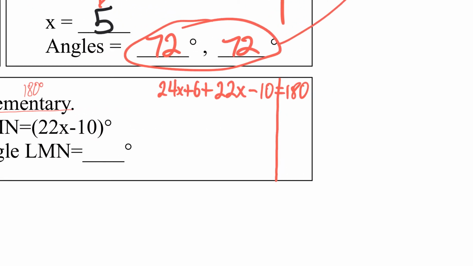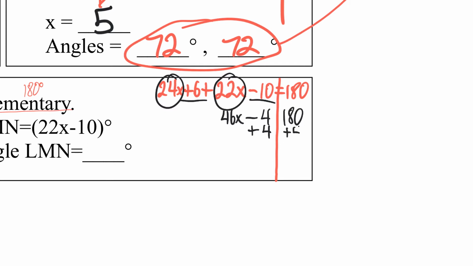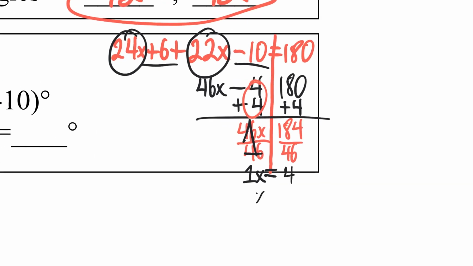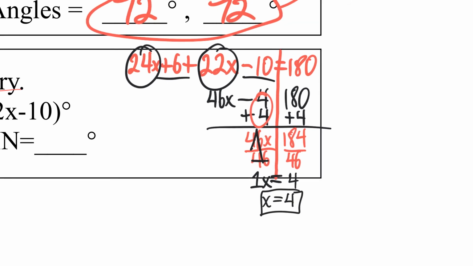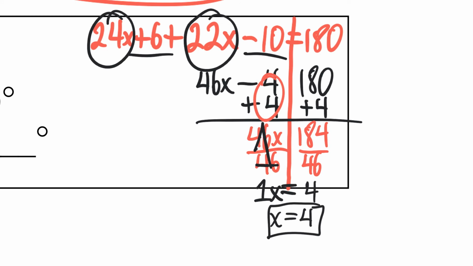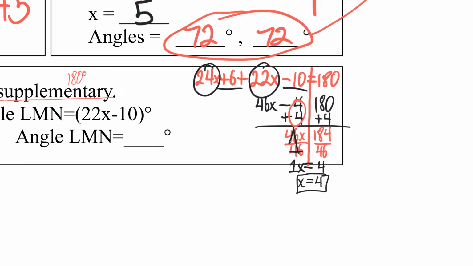Okay, so when we combine like terms, we get 46x minus 4 equals 180. Yeah, a positive 6 and a negative 10 make a minus 4. And 184 divided by 46 is what? 4. So x equals 4.